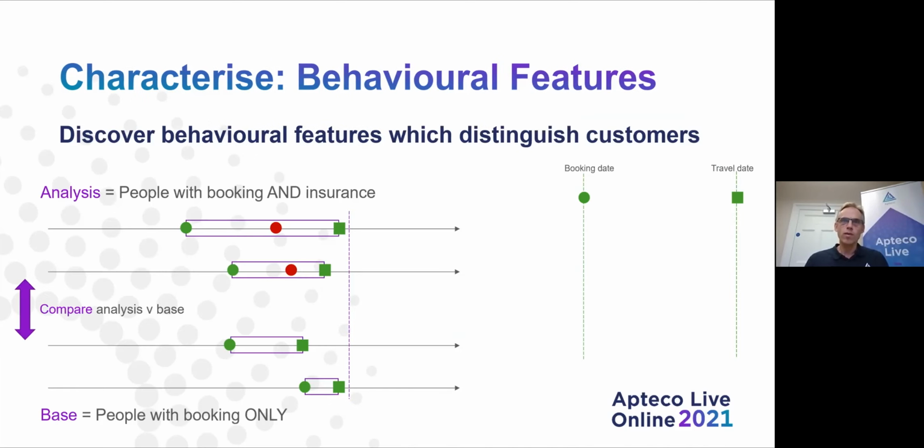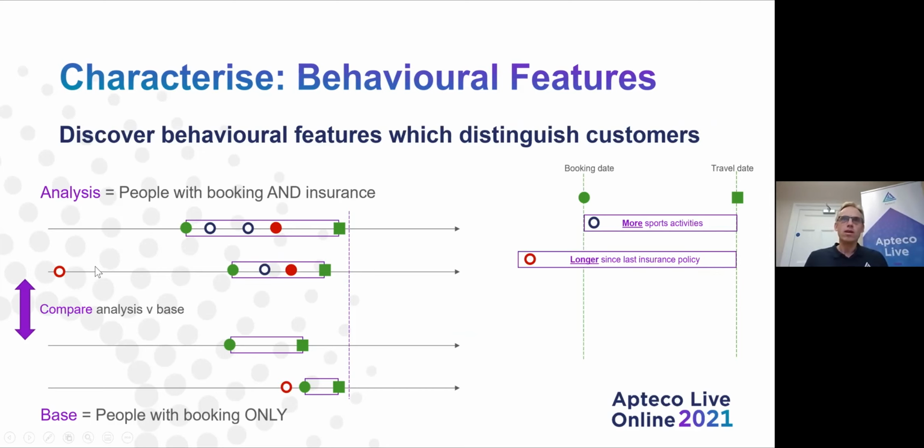So, for example, we might discover that the people who book insurance, they have booked more sports activities, these blue events in their journey. Or maybe it's longer since their previous insurance policy and they need to take out a new one. Or maybe it's something about the destination that they have booked their holiday to, etc.